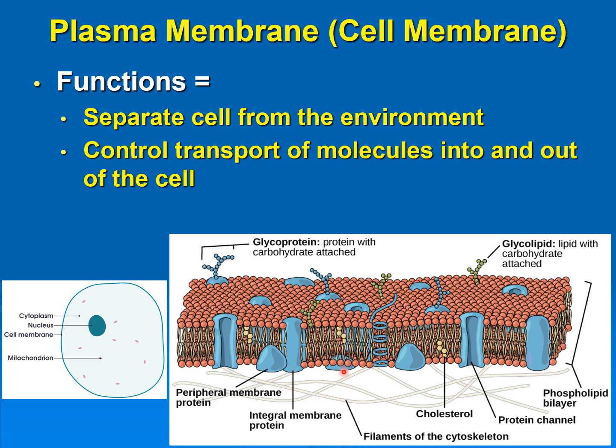A lot of the molecules need the help of a transport protein to cross through the membrane. You can see these blue proteins embedded in the membrane. They will actually help transport certain molecules in and out of the cell. There are some molecules, though, that can just diffuse right through the membrane, things like oxygen and carbon dioxide. But a lot of other things need the help of these transport proteins to go in and out of the cell because they can't just diffuse through the plasma membrane.